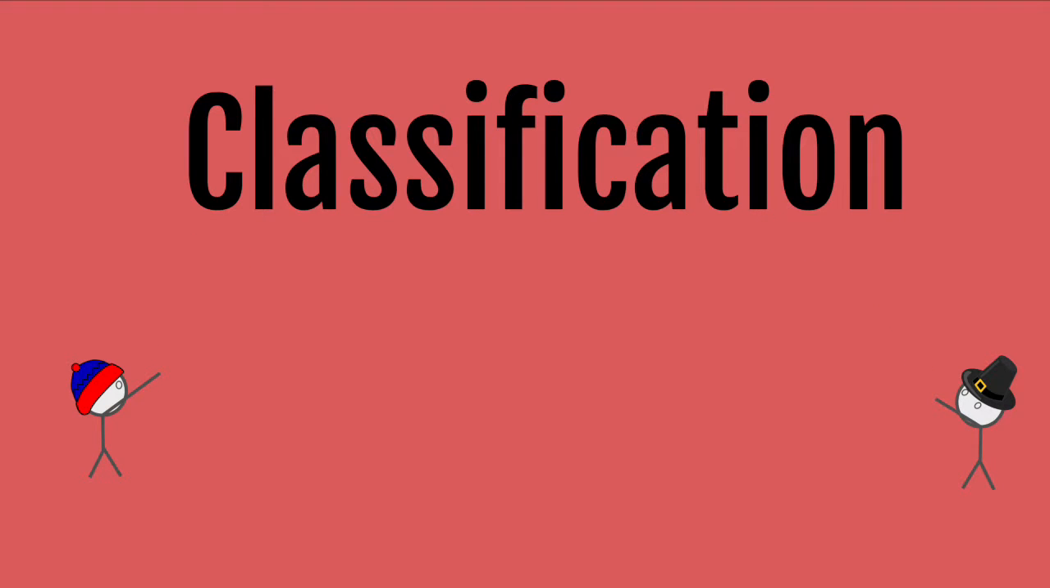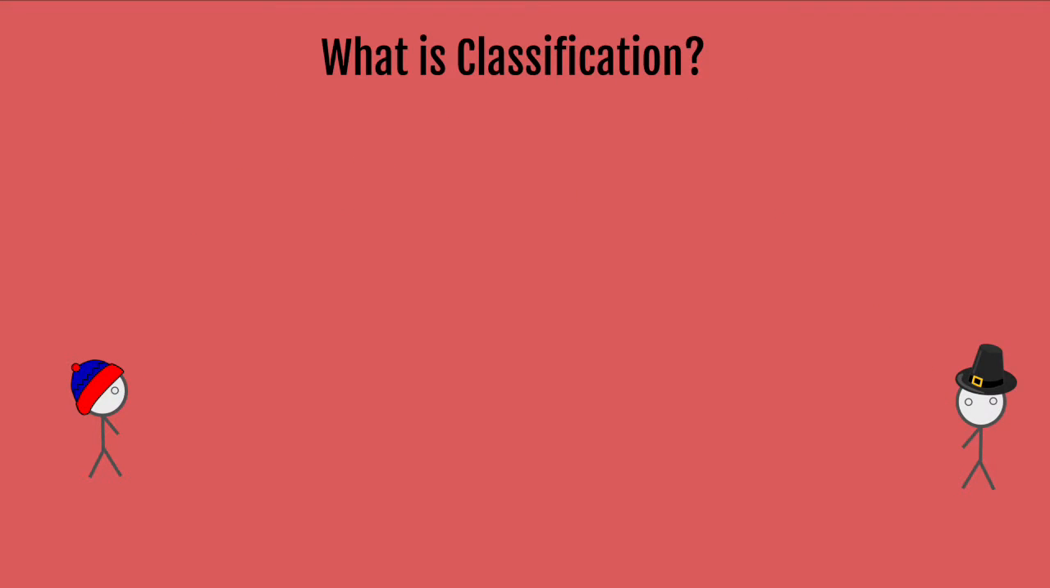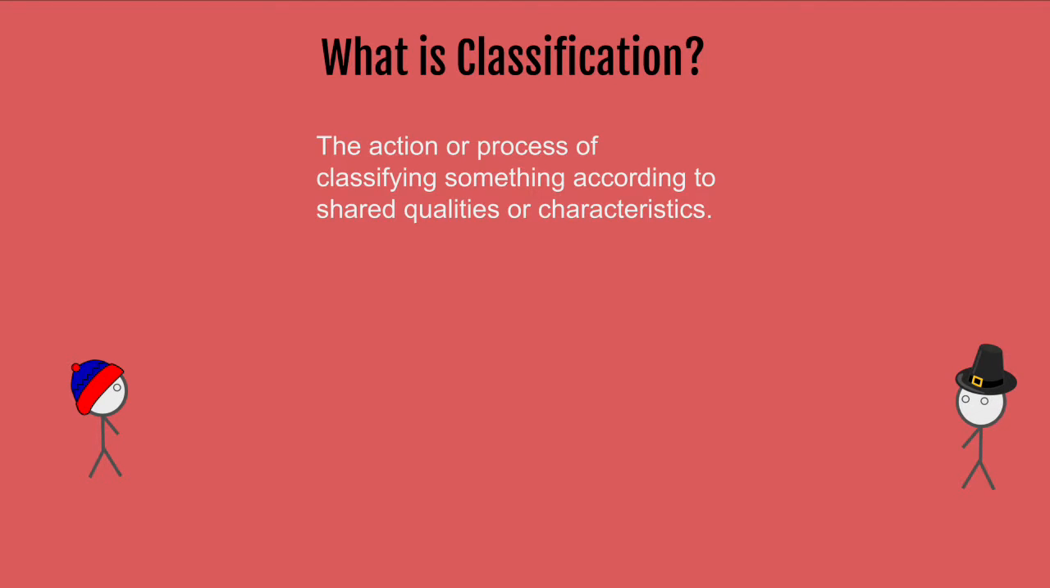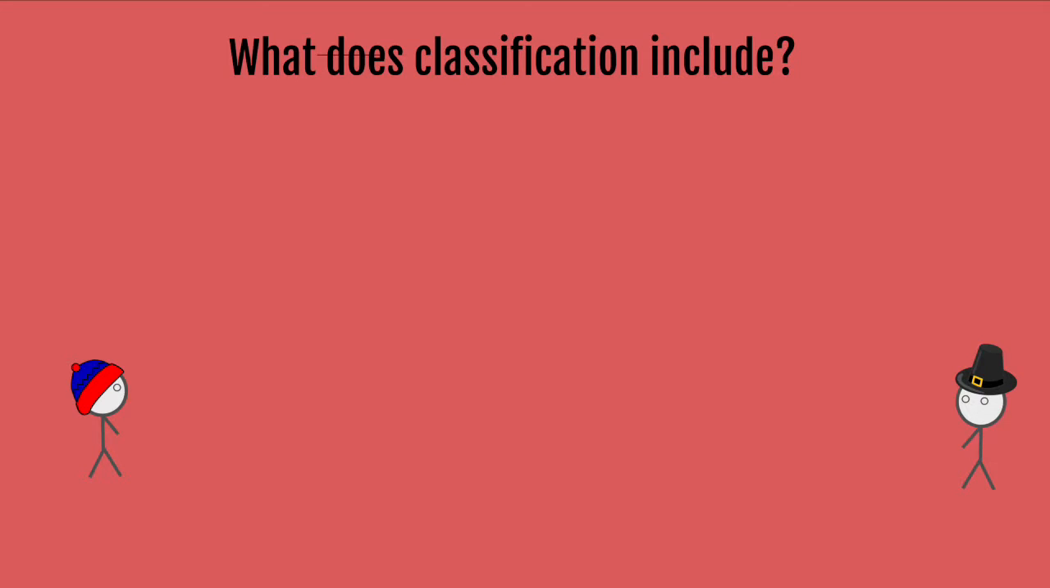And this is classification. Wait a second. What is classification? Well, Milan, classification is the action or process of classifying something according to shared qualities or characteristics. Oh yeah, I remember now. But do you know what classification includes?